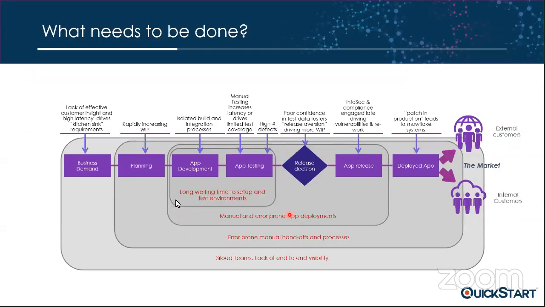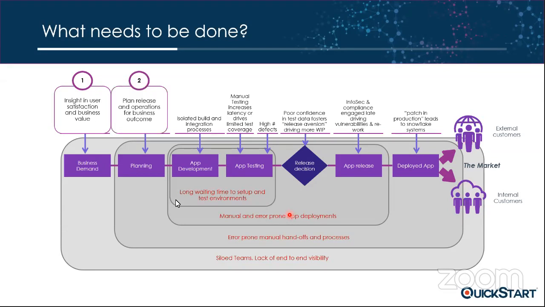So moving to the next slide. We have a different strategy for every situation. For the lack of effective customer insight, we seek insight into user satisfaction and business value from the very beginning, right? Sometimes we are focused on technical things, so we are trying to focus on satisfaction and business value. And as you know, user stories are very effective tools to do that.